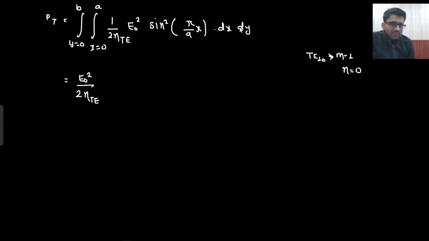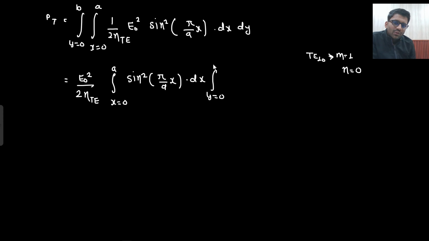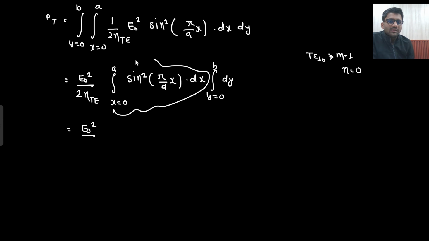Then this is the integration with respect to x, and the limit of x is from 0 to a, sin square pi by a into x dx, and from 0 to b this is dy. If I solve this one, I think you should be able to tell what will be the answer of this integration. That would be 1 by 2. Sin square term is there.